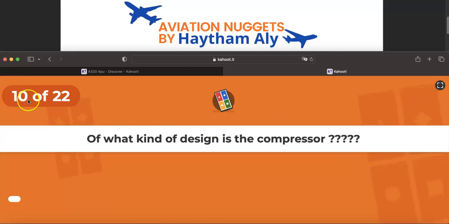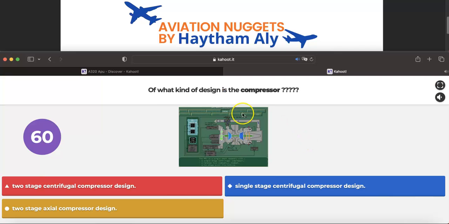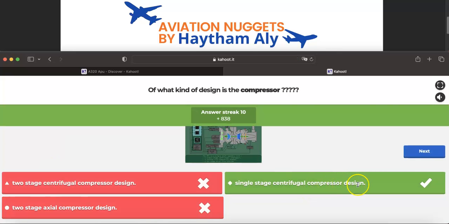Next one, question 10 of 22. Of what kind of design is the compressor? Two-stage centrifugal compressor design, single-stage centrifugal compressor design, two-stage axial compressor design. The APU compressor for the power section and also the load compressor is a single-stage centrifugal compressor design.